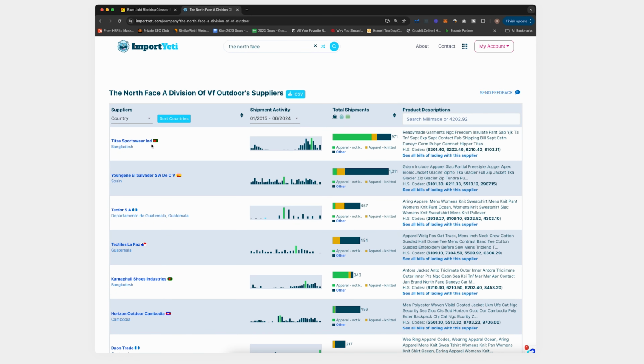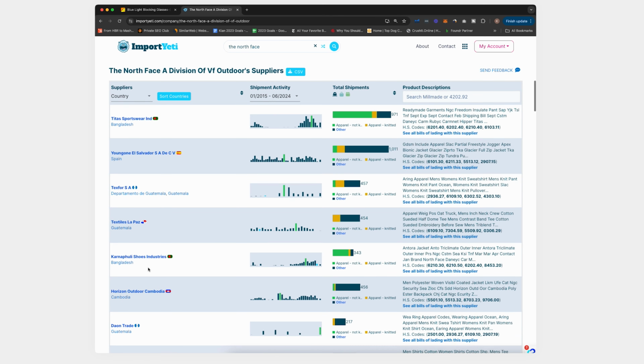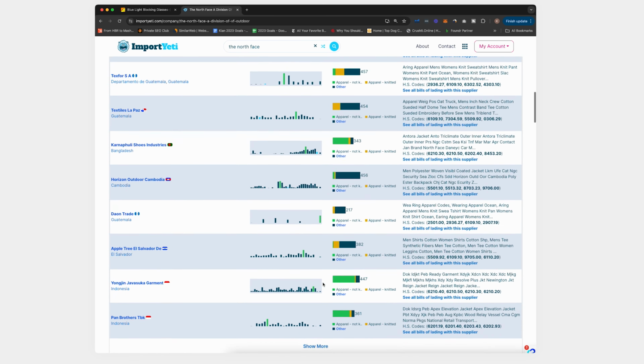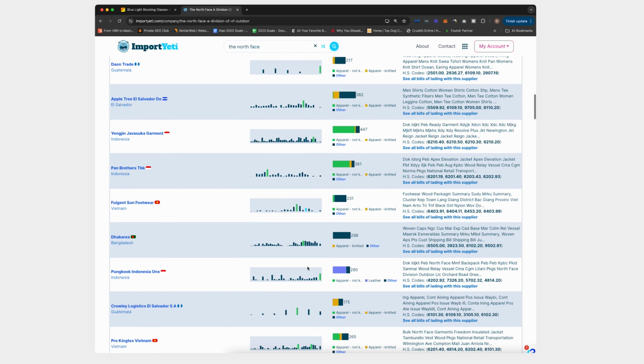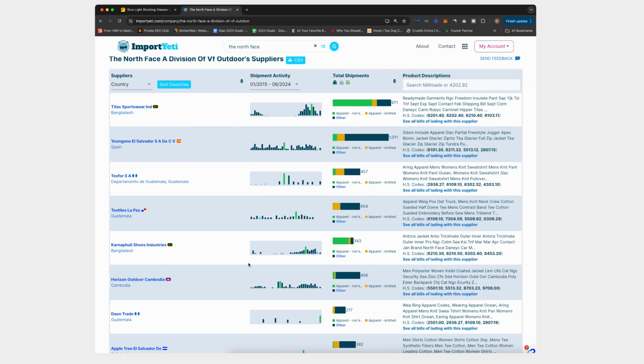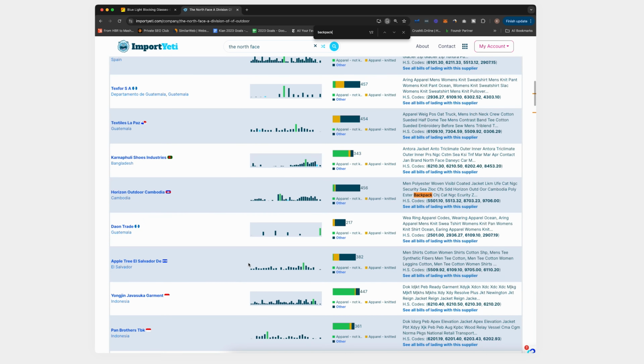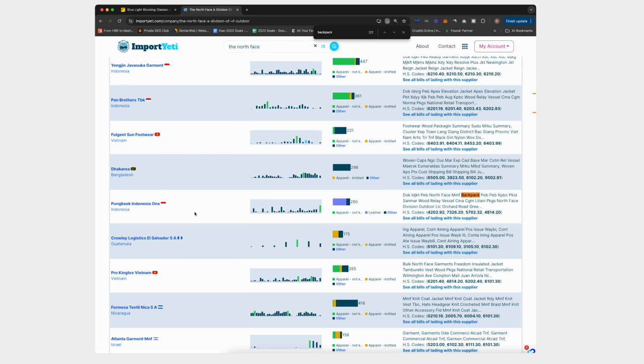Now, in order to find the North Face's, let's say, backpack supplier, I can go down here. I can see all their suppliers, what country they're in, what import duty codes they're using, how many shipments they've done. I can see they have suppliers in Guatemala for apparel, suppliers in Bangladesh, in Cambodia for polyester garments. Now, you can go down and show more. And if I want to find their backpack supplier, I'll just go type in backpack in search. There's this one in Cambodia, and then another one here in Indonesia called Pangkuk. Now, Pangkuk have done 290 shipments for the North Face.